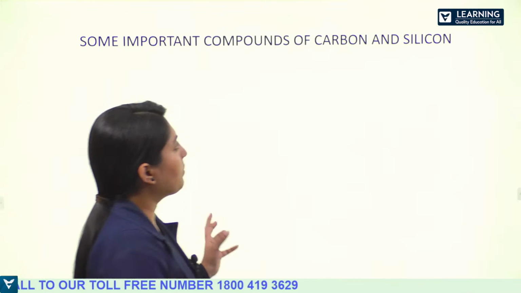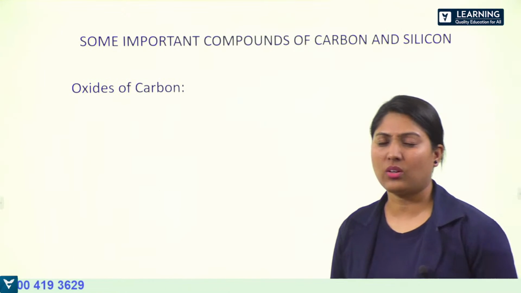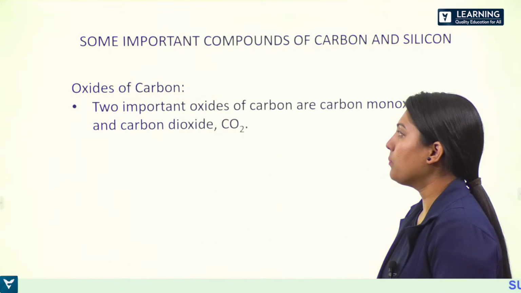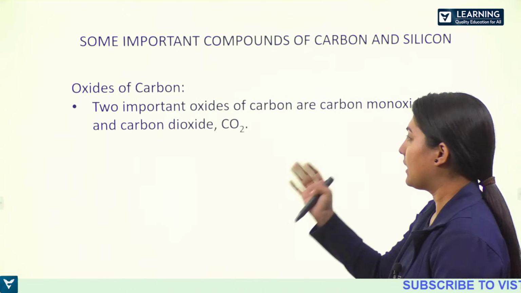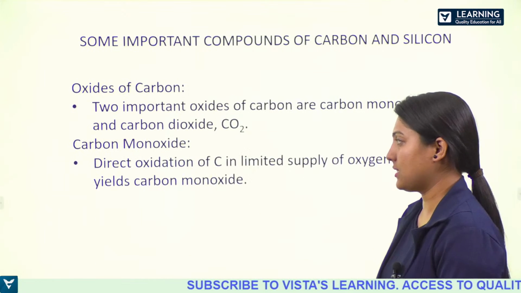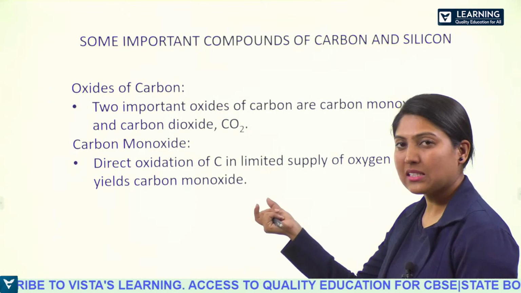Some important compounds of carbon and silicon. Oxides of carbon, we know carbon monoxide and carbon dioxide. So firstly, two important oxides of carbon: carbon monoxide and carbon dioxide. Carbon monoxide, we'll discuss first. It is formed by direct oxidation of carbon in a limited supply of oxygen.